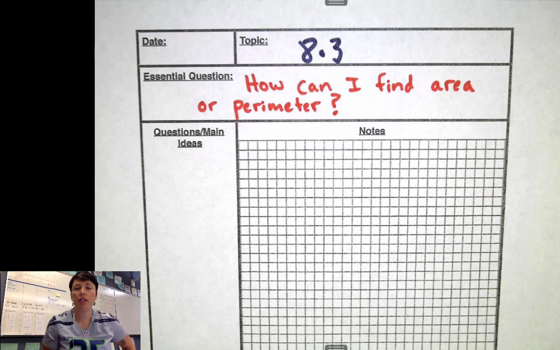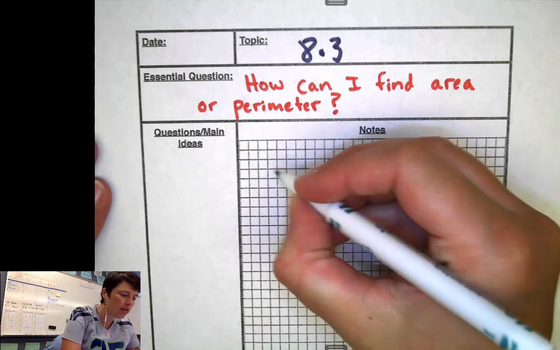Hey guys, we're going to do another video here on 8.3 if you're using the same book that we use in class. And today this video is going to be how can I find area or perimeter. So it's a little bit of a review video. Hopefully you've watched the ones previous to this. And what we're going to be kind of just summarizing is making sure you're really clear on the difference between area and perimeter. So for our notes today, we're going to do a couple different things.